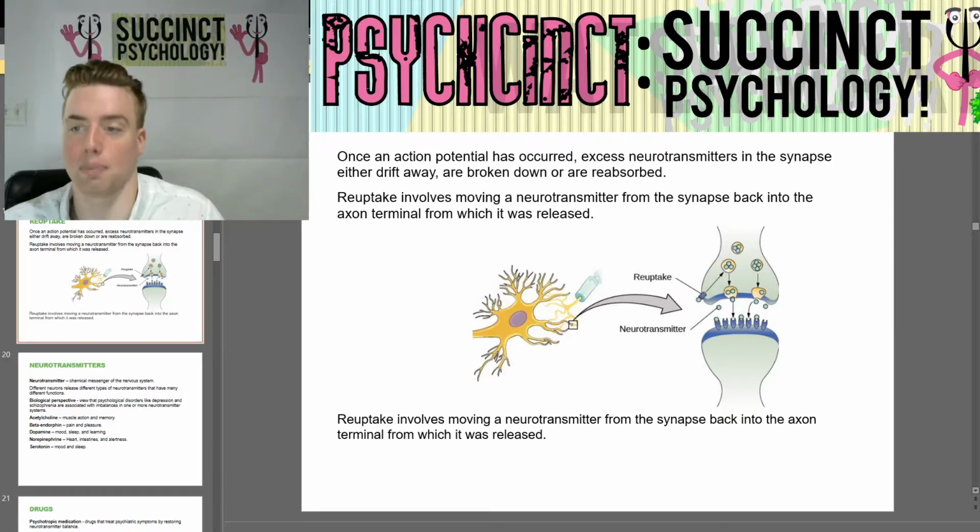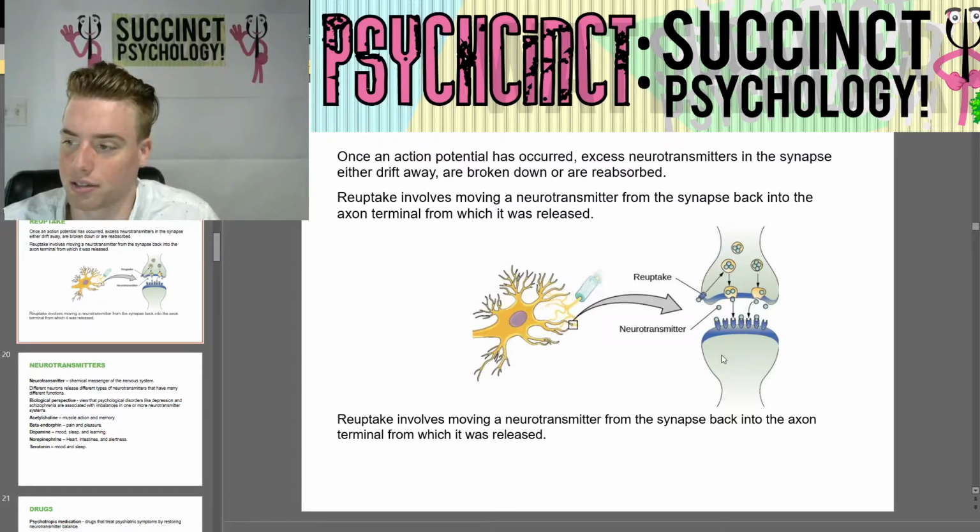Now we have reuptake. Once an action potential has occurred, excess neurotransmitters in the synapse either drift away, are broken down, or are reabsorbed. Reuptake involves moving a neurotransmitter from the synapse back into the axon terminal from which it was released.